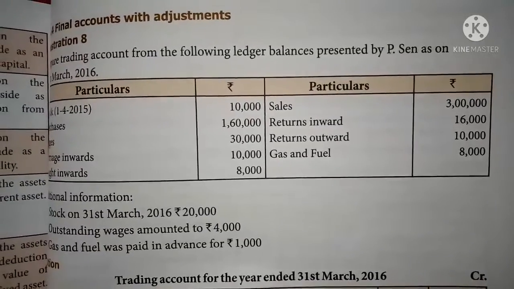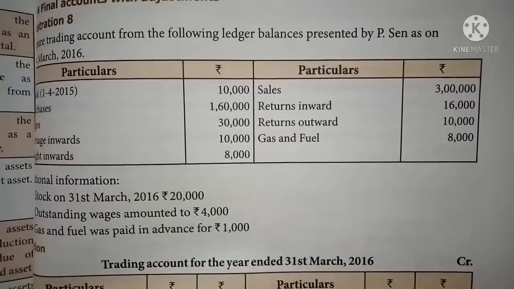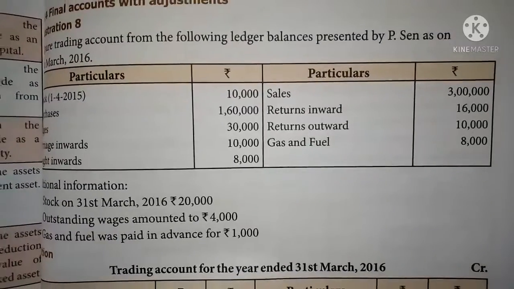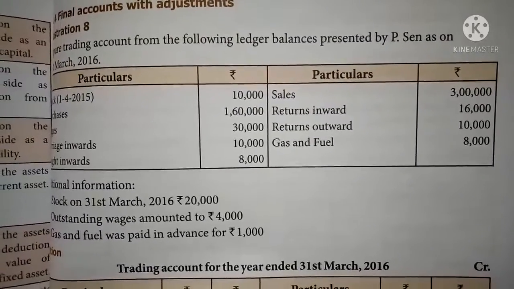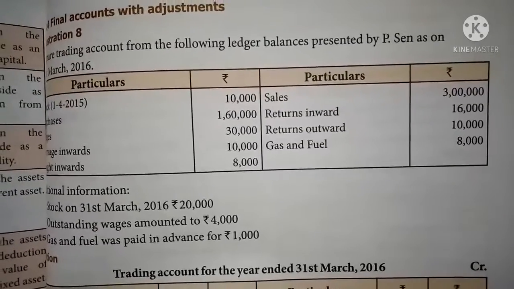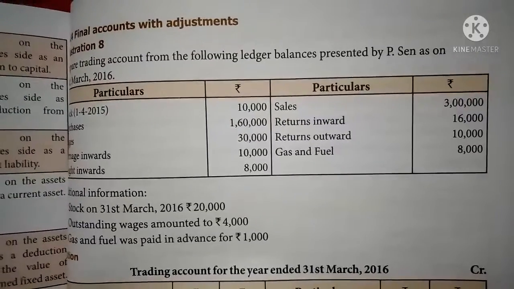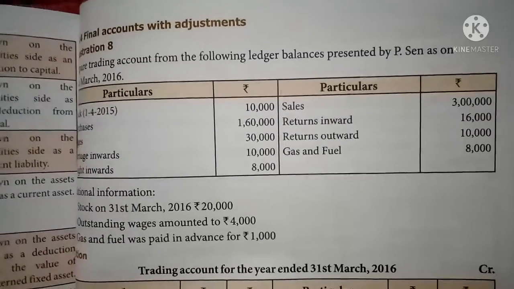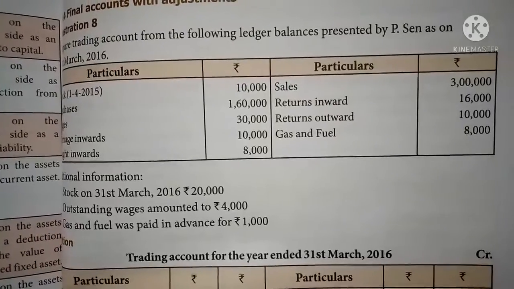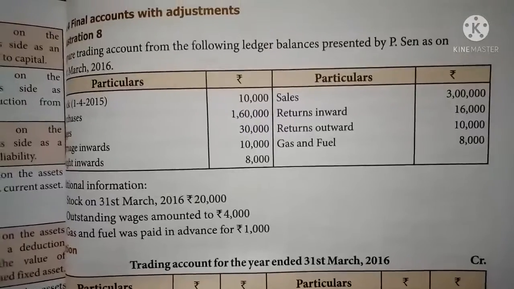In this sum, they are asking us to prepare a trading account. While preparing this trading account, some adjustments are given. While doing the sum, you should make the adjustments also. In the previous classes, we discussed how to prepare a trading account, and with the help of the format, we did some problems related to trading account. So in this sum also, they are asking to prepare a trading account.